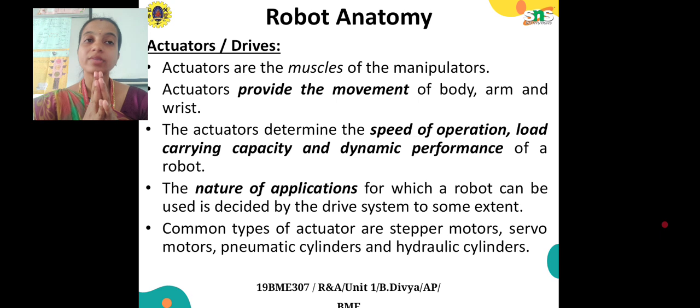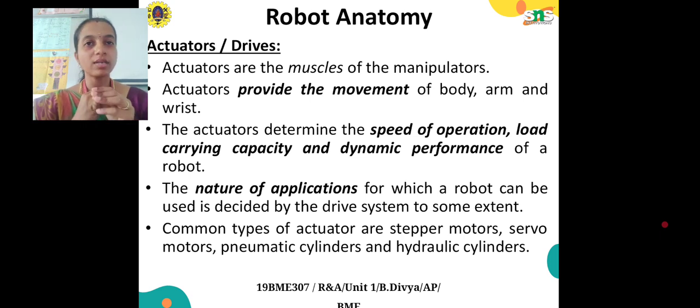The nature of the application for which the robot can be used is decided by the driver system to some extent. The driver system is nothing but the actuator system, which helps the robot work effectively and dynamically for the application it is designed for. Common types of actuators are stepper motors, servo motors, pneumatic cylinders and hydraulic cylinders.